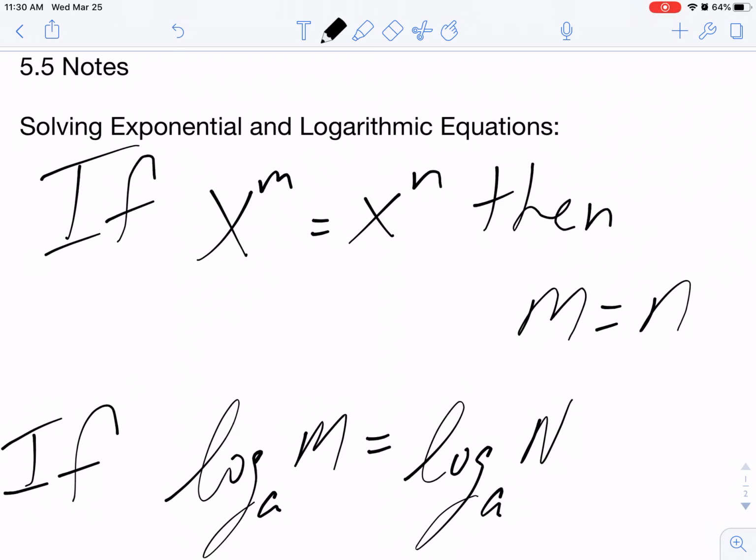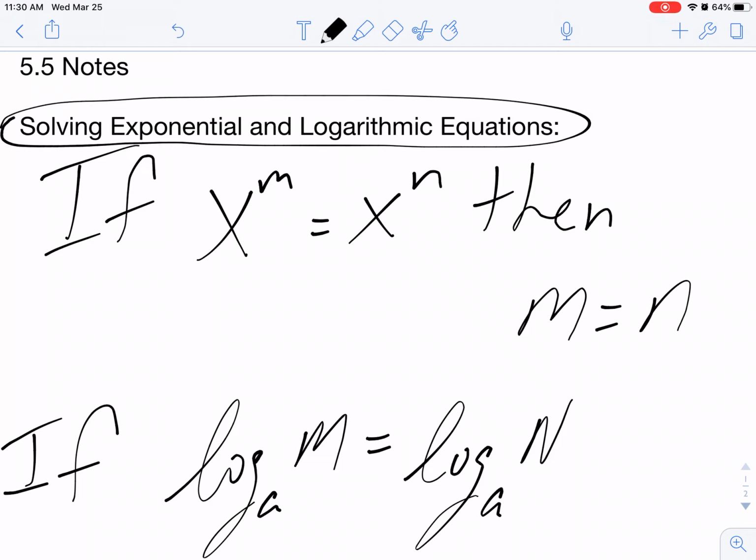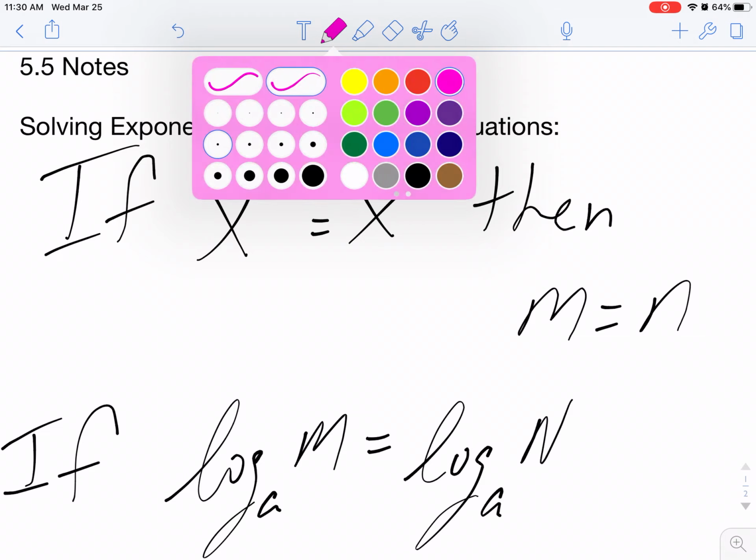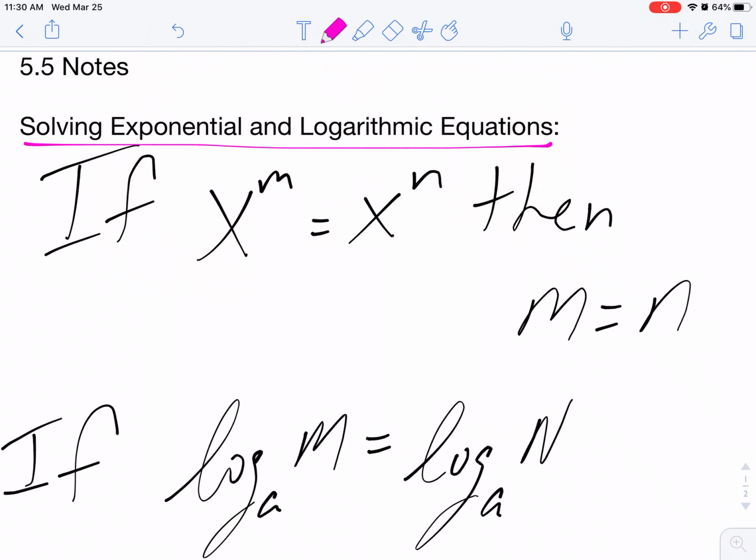The notes for section 5.5 are quite short. The title of this section is something like solving exponential equations and solving log equations. So all you're doing is solving equations, okay? I think these two statements are fairly obvious to most people, but I'm going to put them in here anyway. And that's pretty much all there is for the notes for this section.